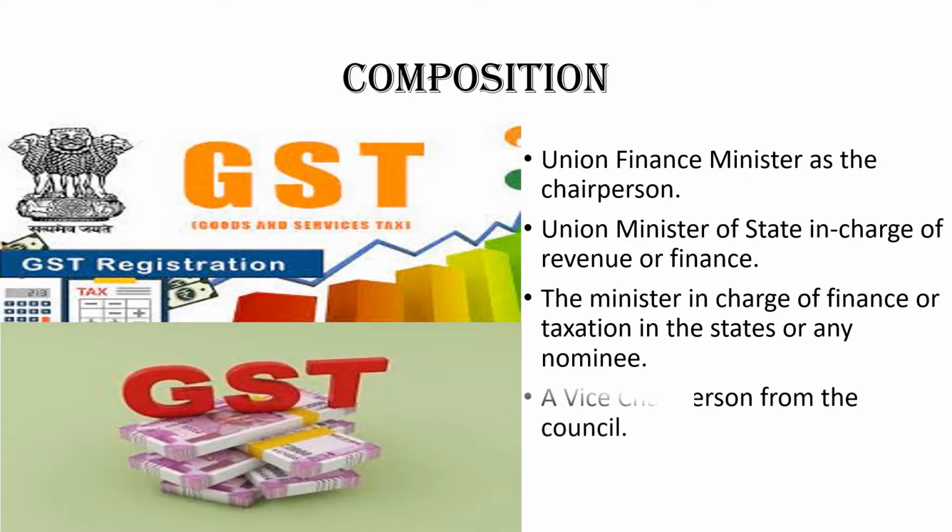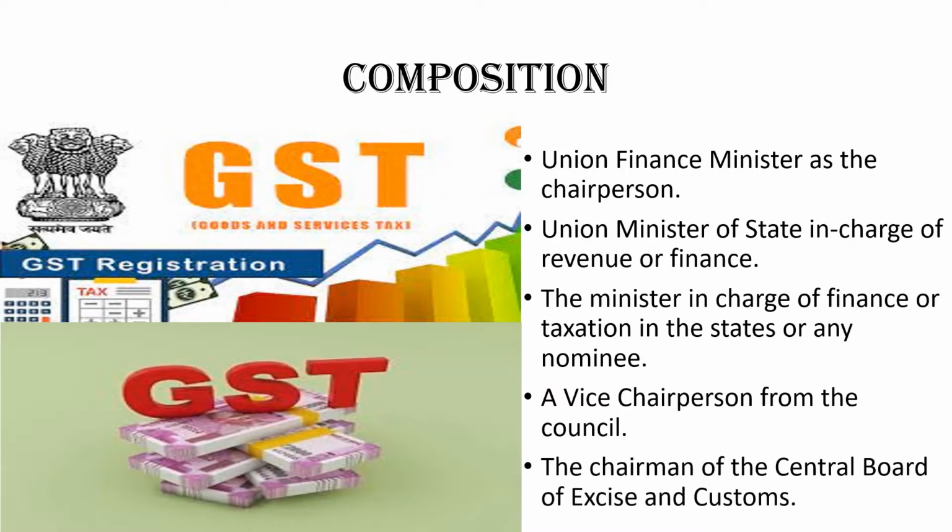The members of the Council from the states have to choose one amongst themselves to be the Vice Chairperson of the Council. They can also decide his term. The Union Cabinet also decided to include the Chairperson of the Central Board of Excise and Customs as a permanent invitee to the Council without voting rights.